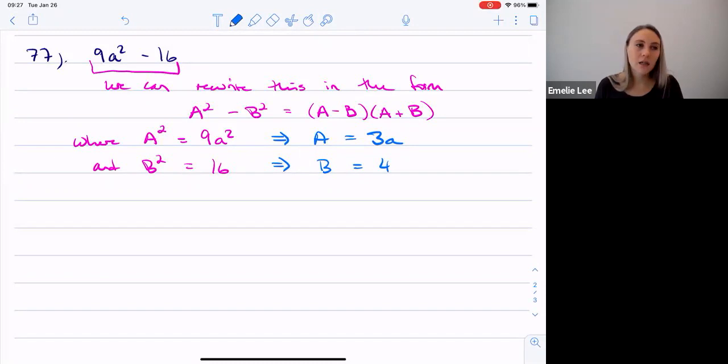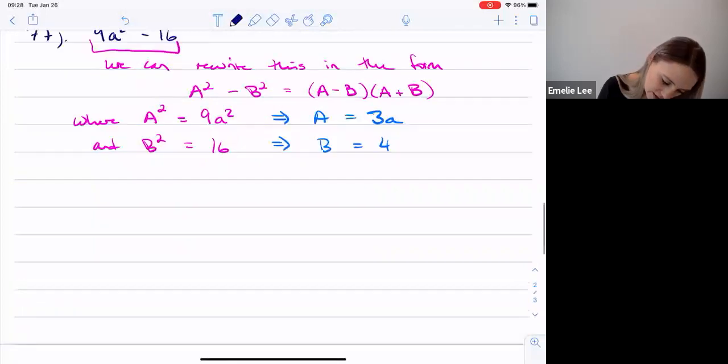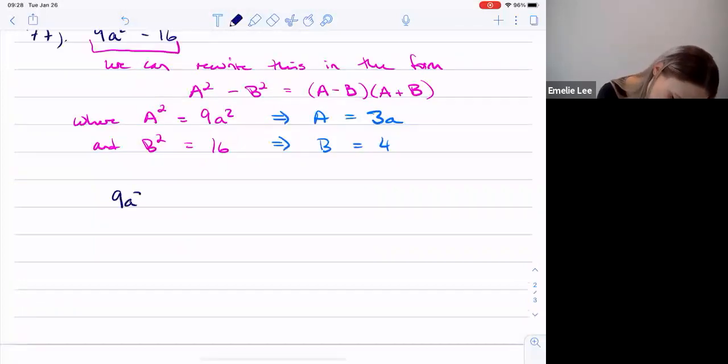Okay. So now that you have your a and b, you're going to construct this factor just by picking up your a, which is 3a, so replacing all the a's with 3a's, and then it's confusing because it's a lowercase a versus an uppercase A, and then replacing your b's with 4. So what we get is 9a squared minus 16 is going to be the same as 3a minus 4 times 3a plus 4.